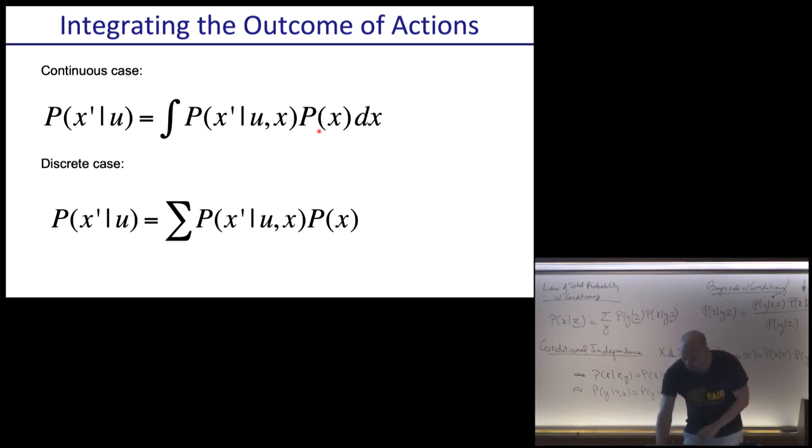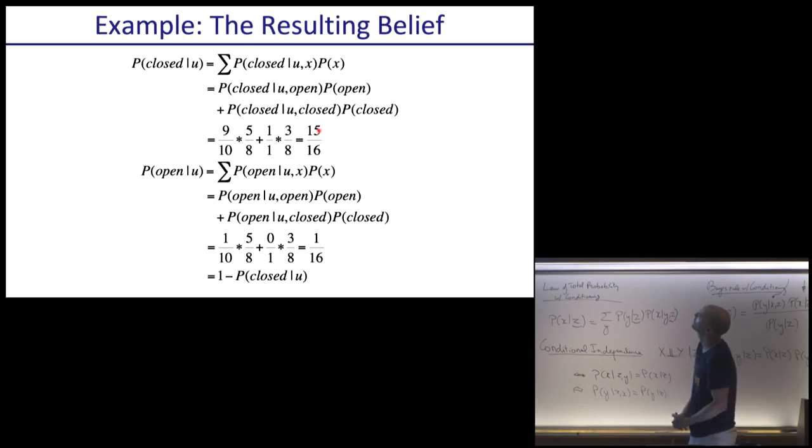So we can run this for the robot example. I'm not going to step through the details here, but you can do the math with the numbers we have, and you can see, OK, given the action that we took, the probability of closed becomes 15 out of 16, and the probability of open is 1 out of 16.